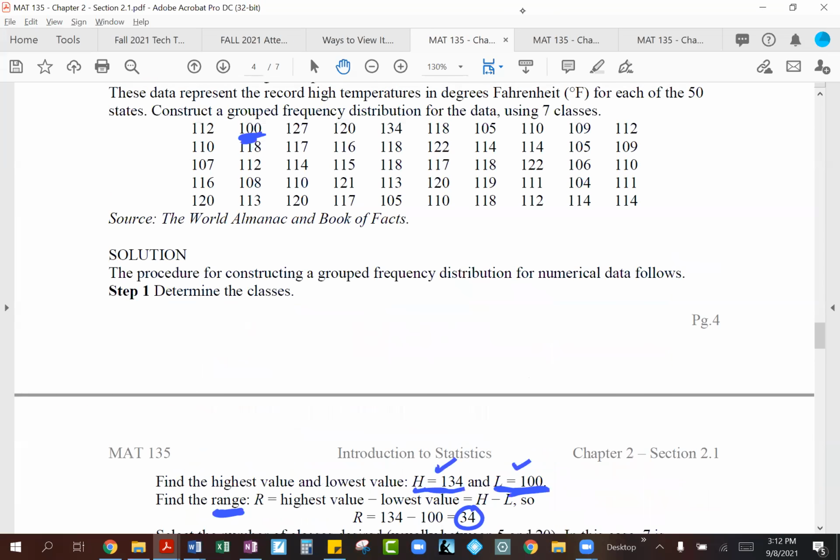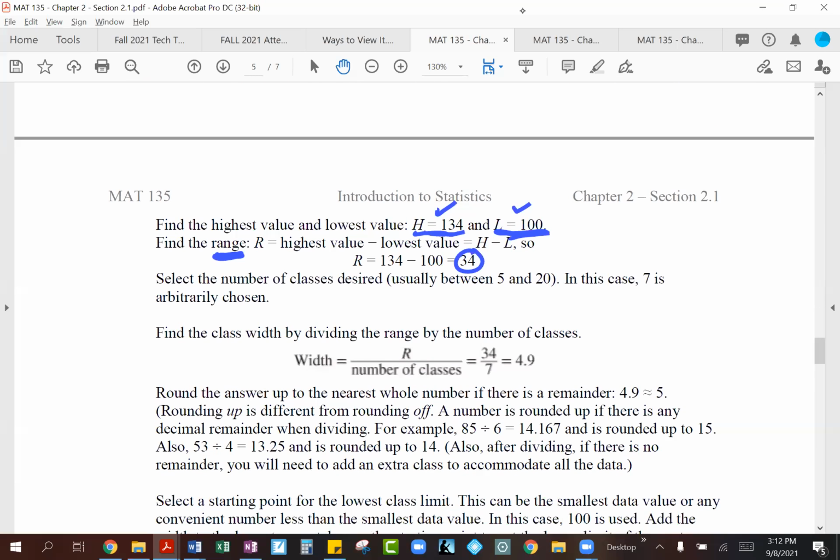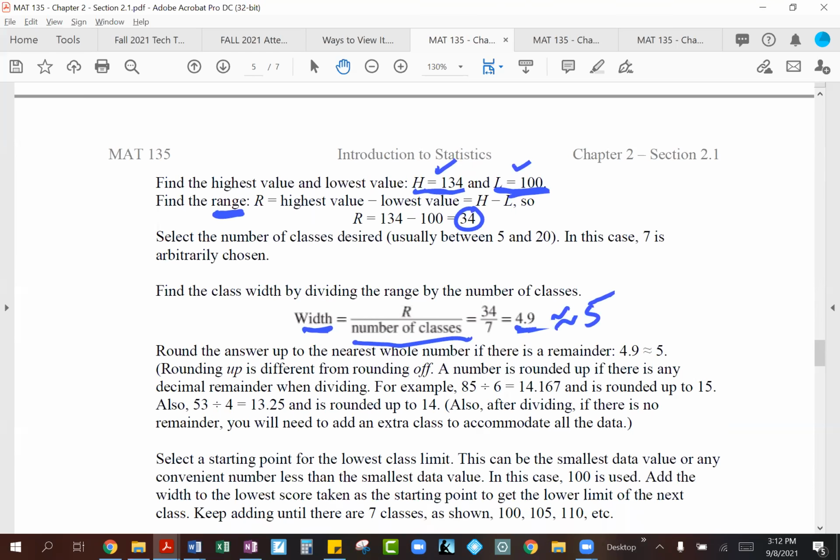Now they're in this example asking us to use 7 classes. So you take your range and you divide it by your number of classes to calculate your class width. So you can see we are taking 34, we're dividing it by 7, and this comes out to be 4.9. So this one gets rounded up to 5.